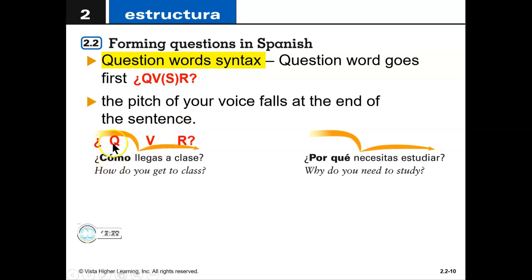Notice how we did this. Question word, ¿cómo? We skipped our subject, right? Llegas a la clase. ¿Por qué? Question word. Necesitas estudiar. Once again, we skipped our subject. We didn't have ¿por qué necesitas tú estudiar?